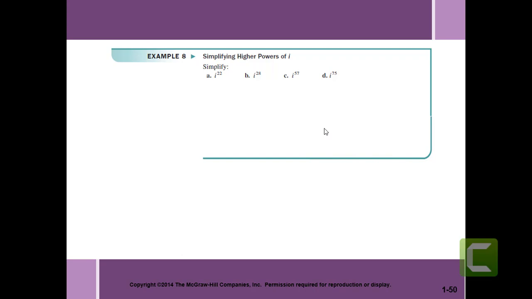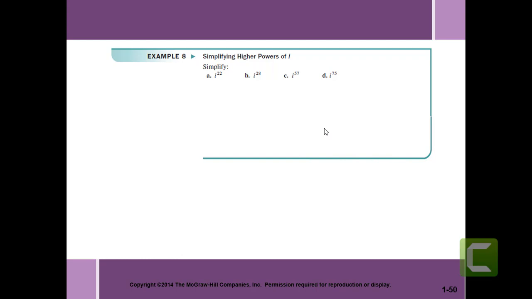Now, what happens if I go one more and say i to the fifth? Well, if i to the fourth, as we just showed, is 1, then what's i to the fifth? It's just 1 times i, which is i. So what happens is I go full circle. i to the first is i, i squared is negative 1, i to the third power is negative i, and then i to the fourth power is positive 1. And then it starts over. So for every multiple of 4, it starts over. Or if you want to start at i to the 0, which is 1, you can start there.